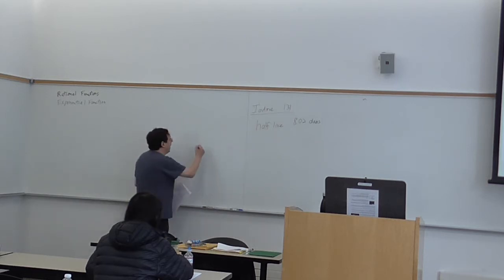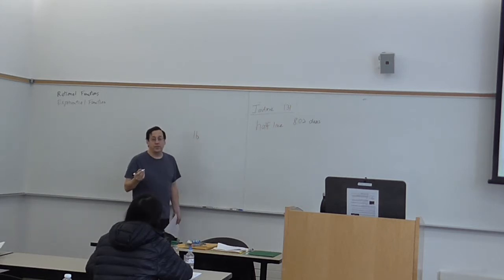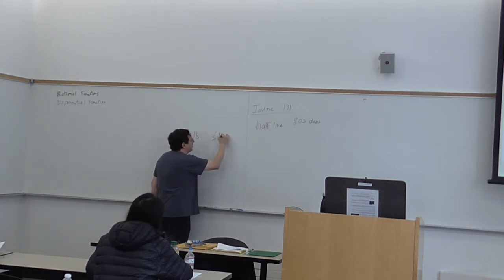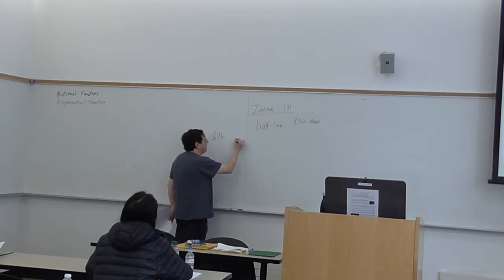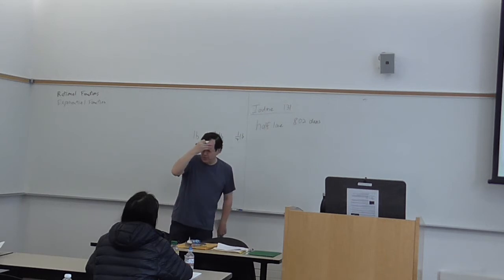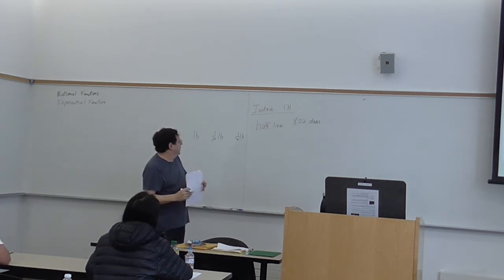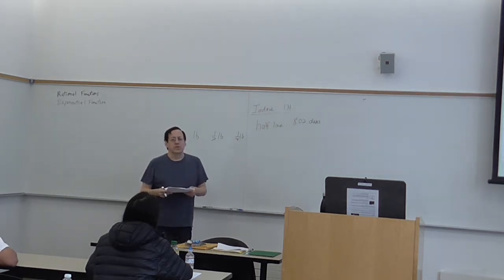So, like if I have a pound of radioactive iodine 131, 8 days later, I have half a pound. And then 8 days later, I have a quarter of a pound. It's really weird. How does the radioactivity know to decay at just the right rate? I don't know, but it does.